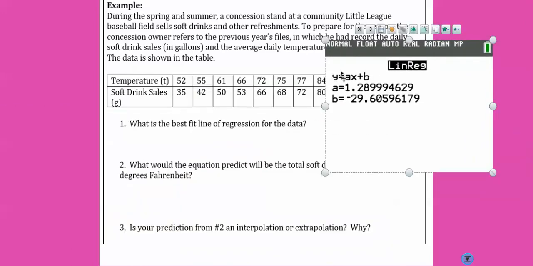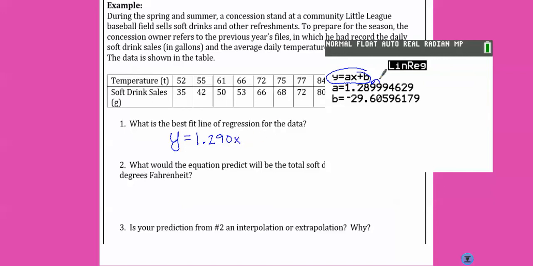So from this, I'm going to write my equation. This here is showing me the format of my equation, and then these give me the numbers to plug in. So I'm going to start with y equals, then I'm going to plug in my a number, 1.290 if we round to 3 decimal places, because this 9 makes this 9 go up, which makes the 8 go up. X plus a negative would be minus, so minus 29.606.